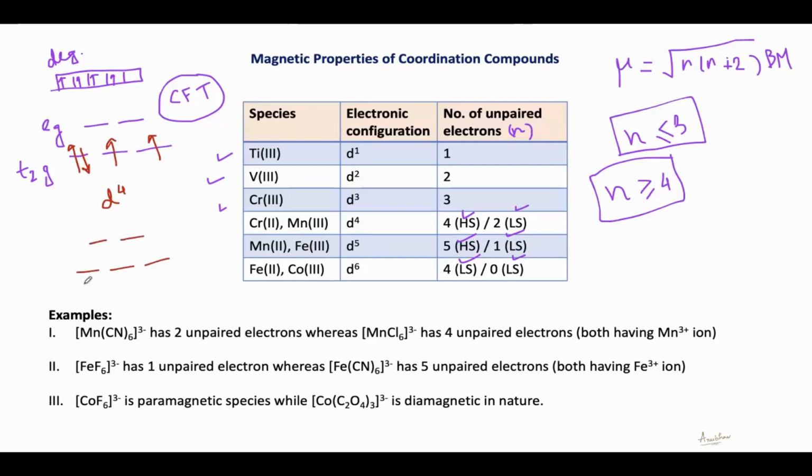So we are having this d5. So we have 1, 2, 3. So in the high spin scenario, it will be d5. So we are having the 5 unpaired electrons.